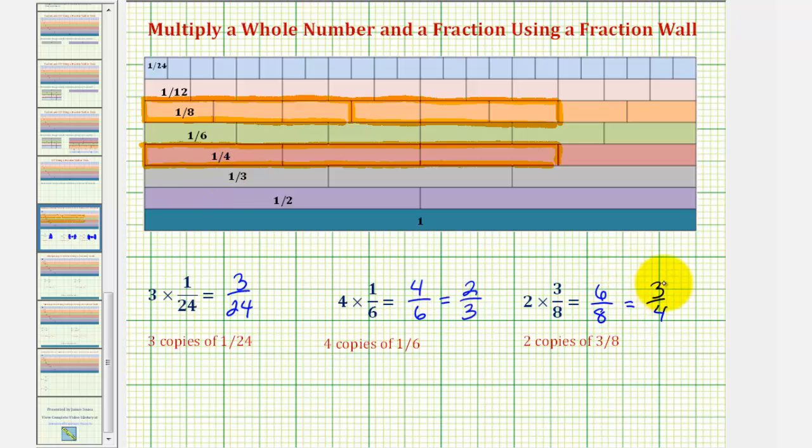And once again, we do consider 3/4 the simplified form of 6/8. Once again, notice how the fraction of 6/8 has a common factor of 2 between the numerator and denominator.